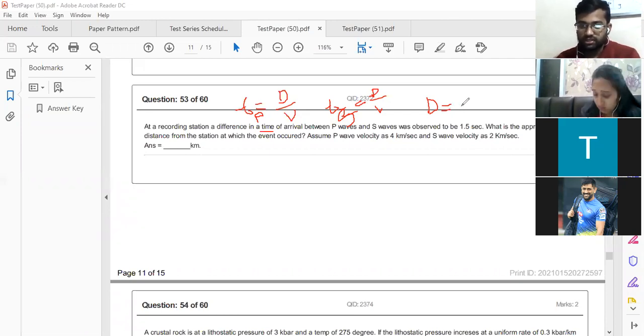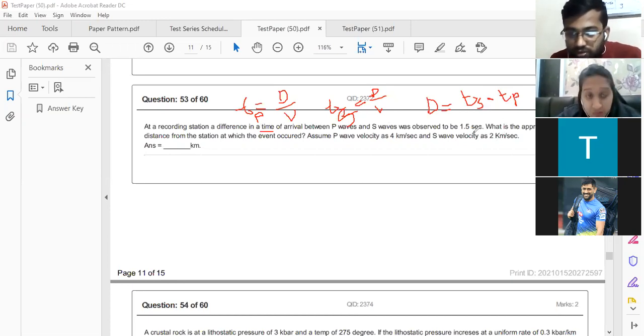So if you want the difference, what do you have to do? TS minus TP, because the S wave will take more time, so TS is bigger. Okay, because the S wave will take more time because it is slow. So TS minus TP. First calculate TS. TS means distance upon velocity, with S wave velocity 2 kilometer per second.